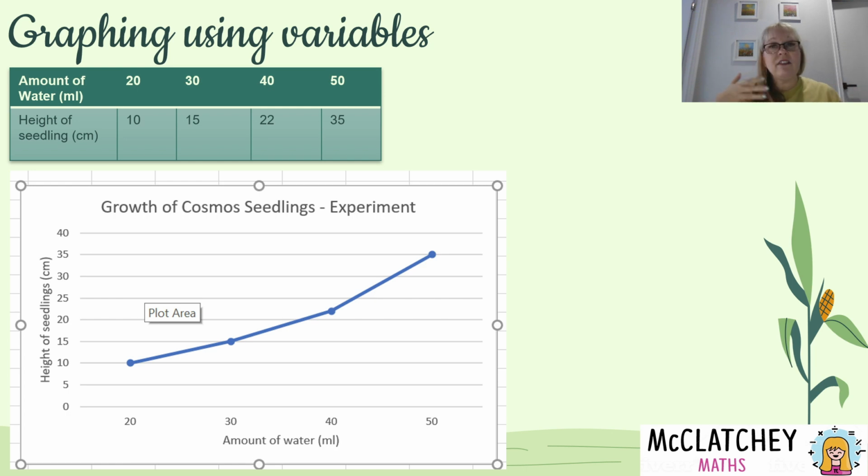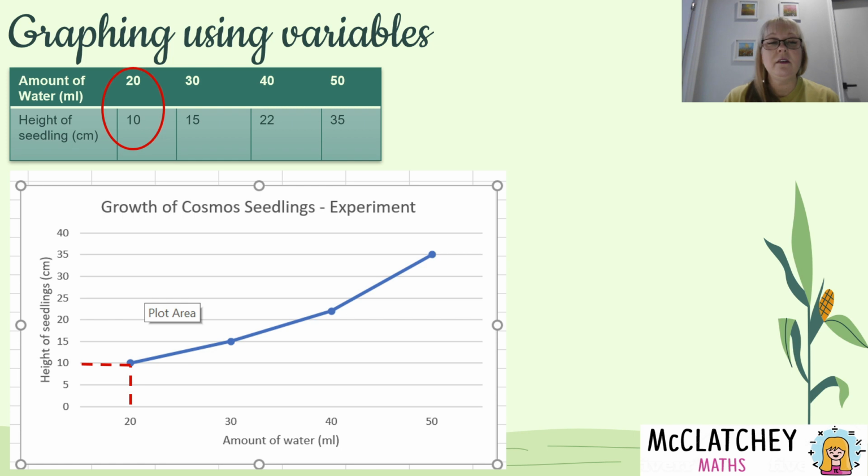So these are the kind of things that you could talk about, because these are the limits or the boundaries of what data you've collected. You don't know what happens to the seedlings when there's 5 mils of water. That's outside the data. You don't know what happens when there's 100 mils. That's outside the data as well. You can only really make comments on what's going on with what you've measured. But it's important to talk about it in your assignment.